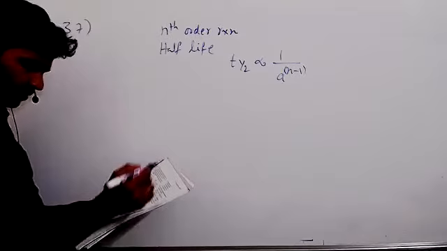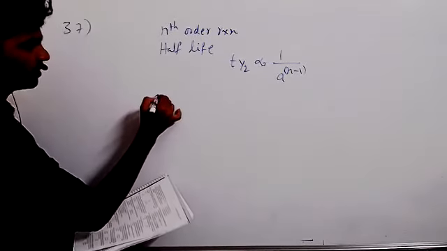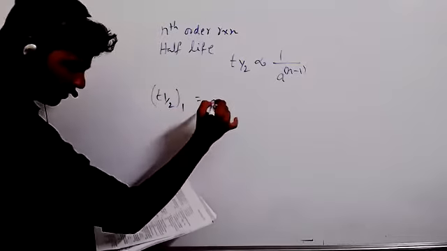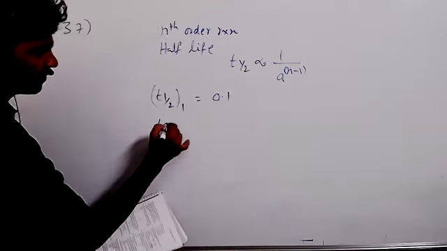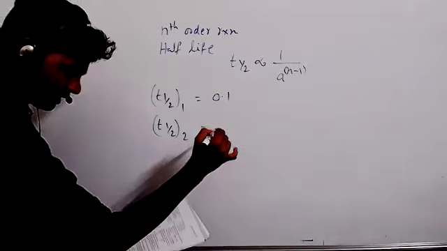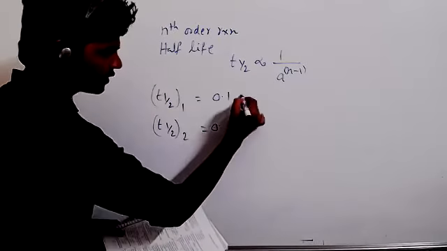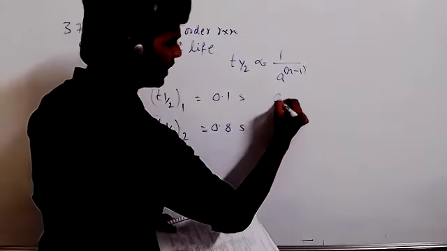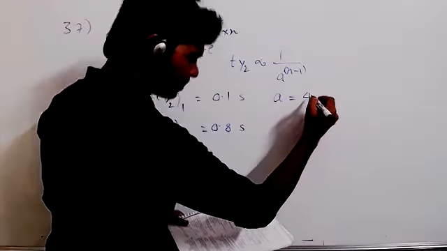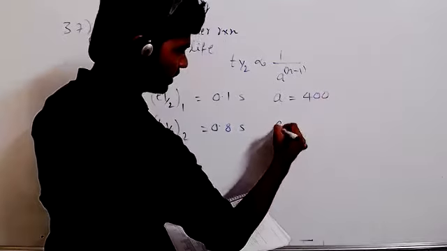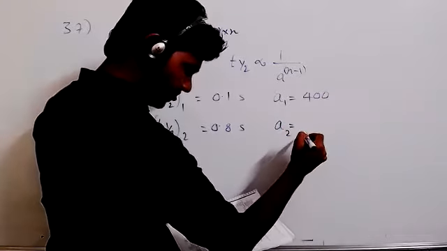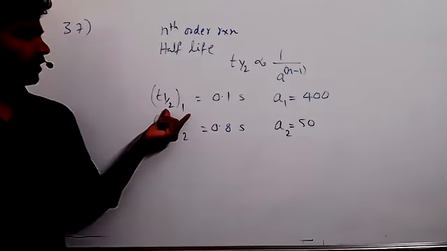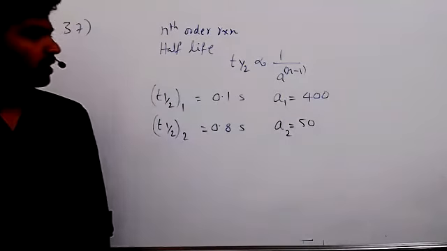So first sample half-life is T half of 1 equal to 0.1. T half of 2, second sample, is 0.8 seconds. And here concentration is also given. Here concentration A1 is equal to 400, and this is A2, 50. So we know the relation: T half of a reaction is inversely proportional to concentration.